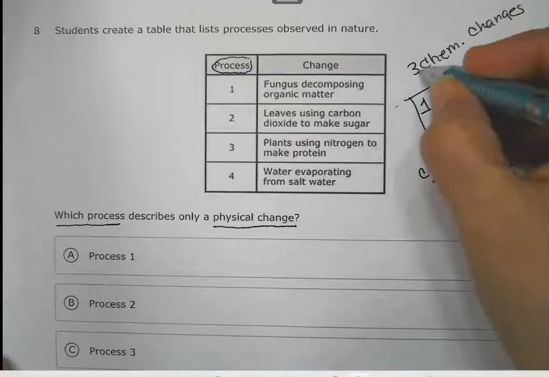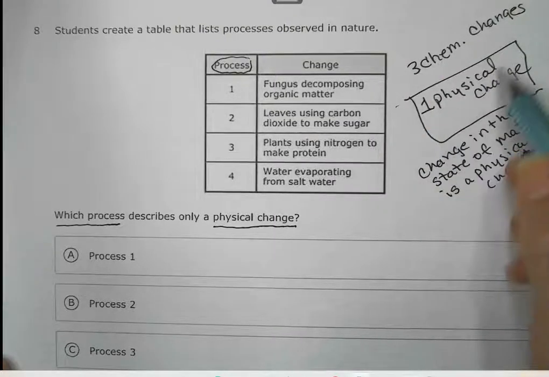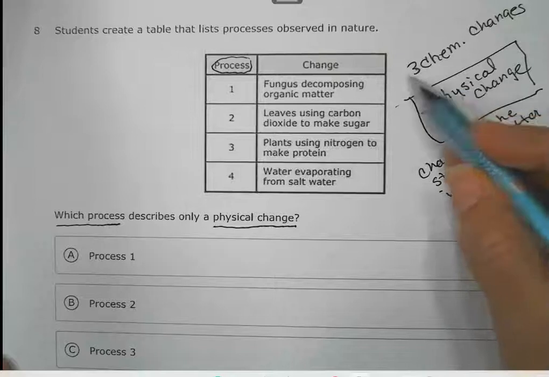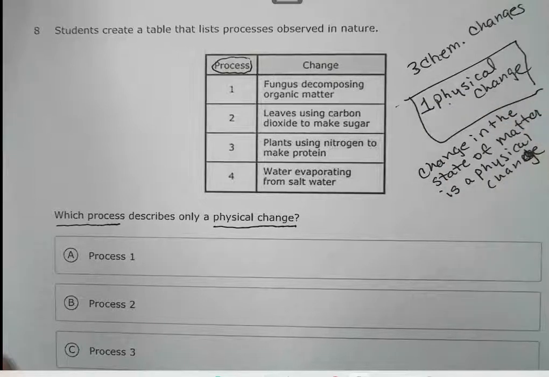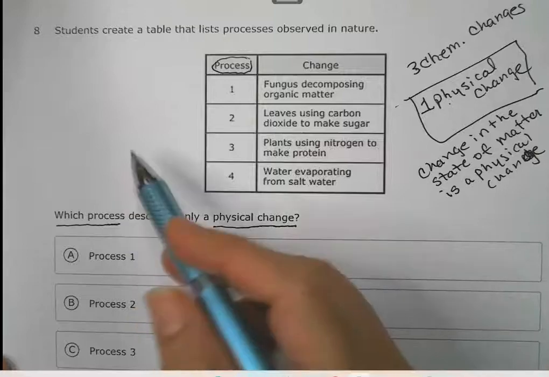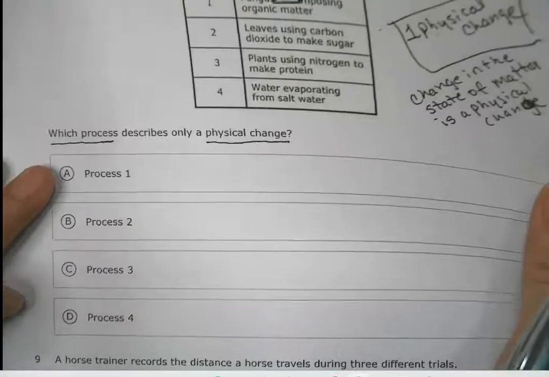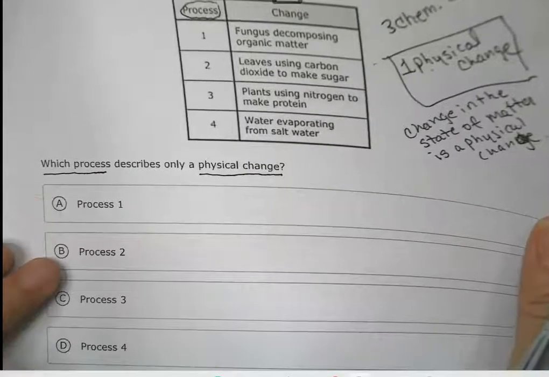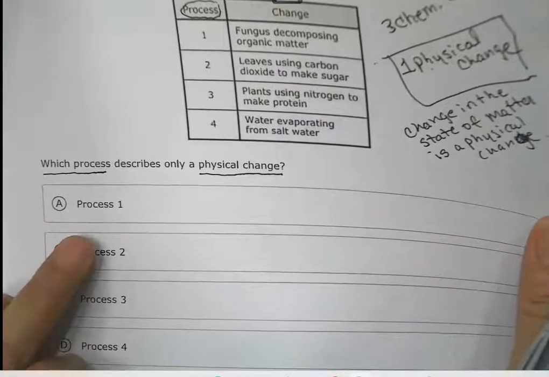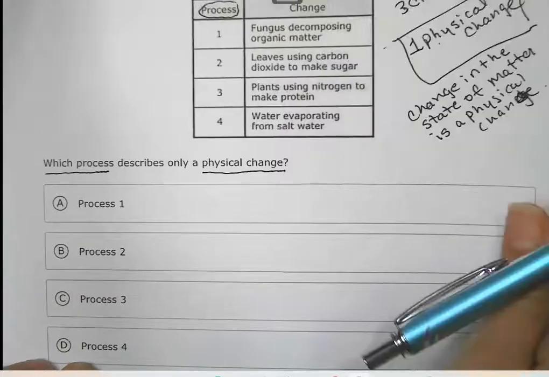So there's going to be one of these, the one that I want, and 3 chemical changes. If you see a chemical change right away, do not choose it. A lot of us tend to do that. We're like, oh, chemical change, let me get it. This is it. No. So then we're looking at the 4 processes. As you can see, we have letter A, letter B, letter C, and letter D. Process 1, process 2, process 3, and process 4.